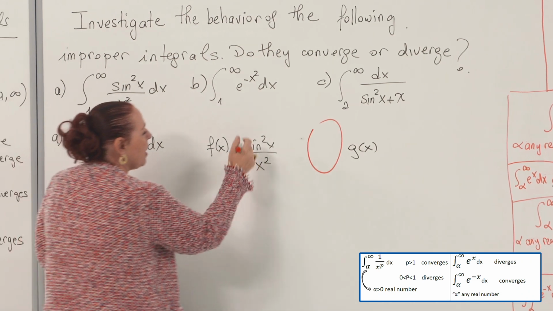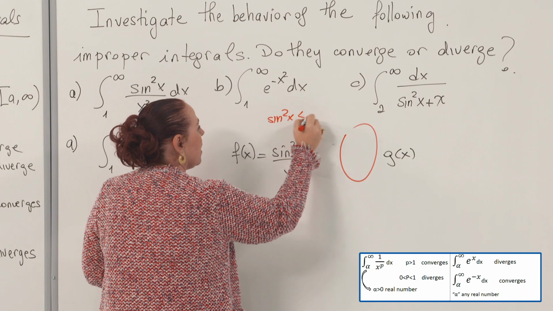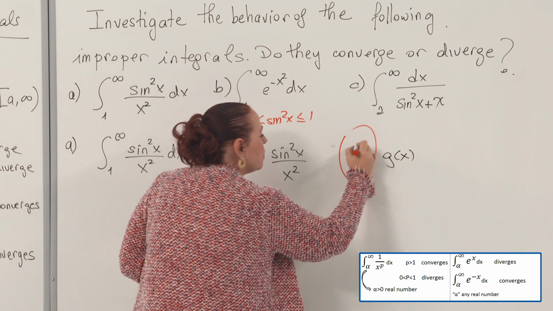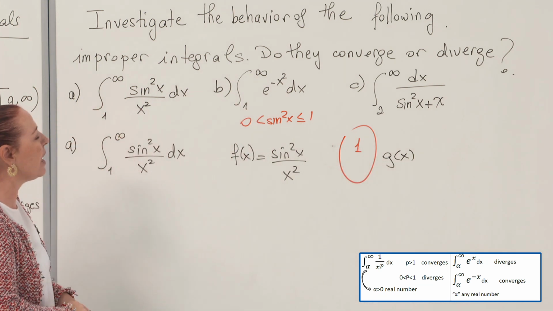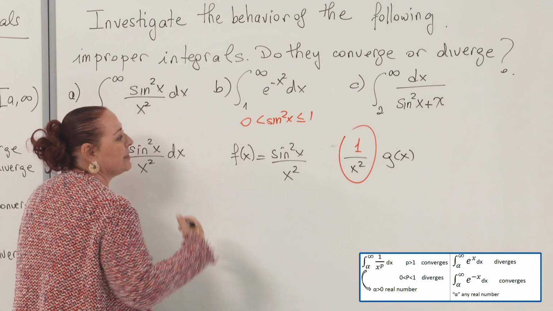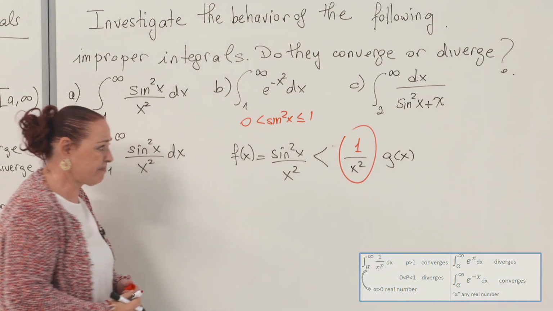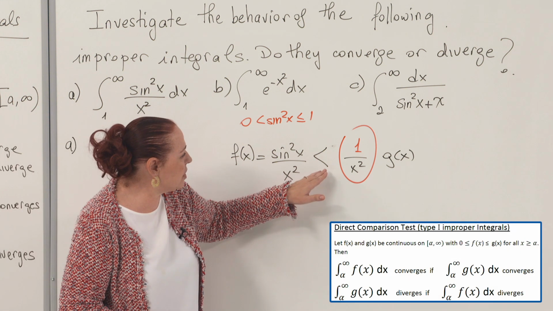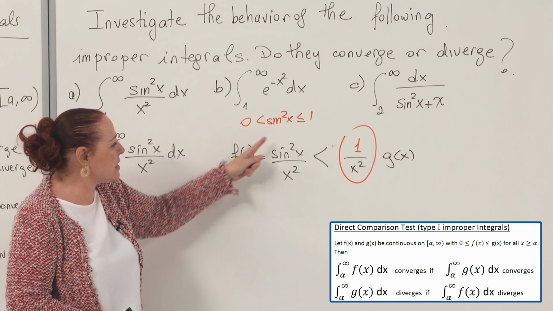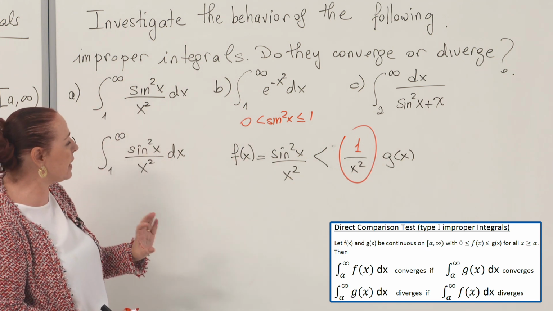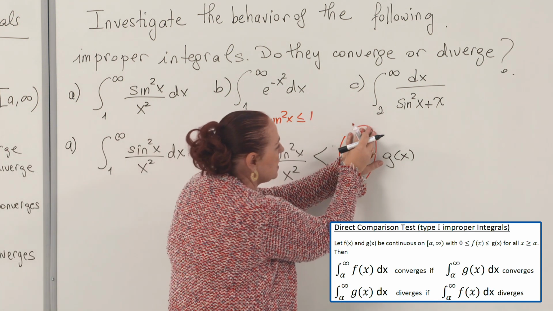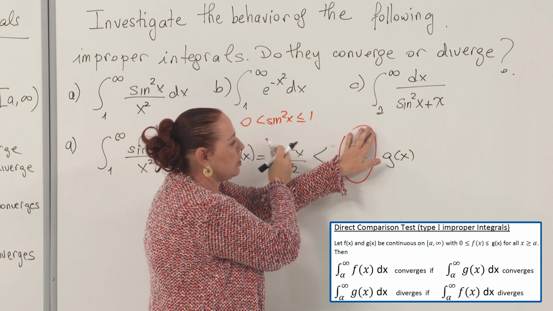What do I know about sine square? I know that sine square is between 0 and 1. So if I put 1 in the numerator, that means I put something bigger in the numerator and I don't change the denominator. So this is the direction of the inequality: 1 over x squared is greater than sine square over x squared. Now I have to go back. I know that if this is convergent, this converges. If this is divergent, the test is not going to work.